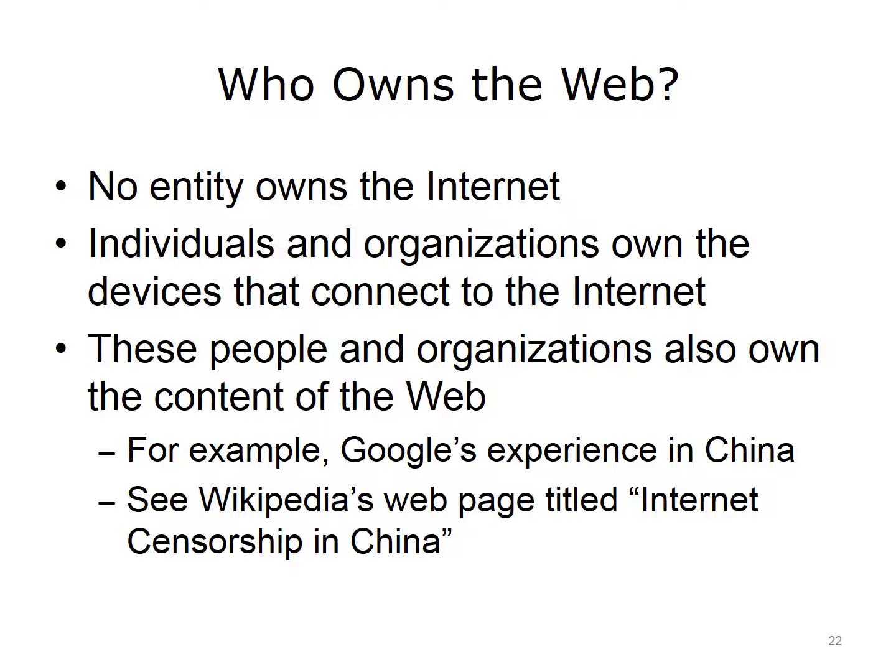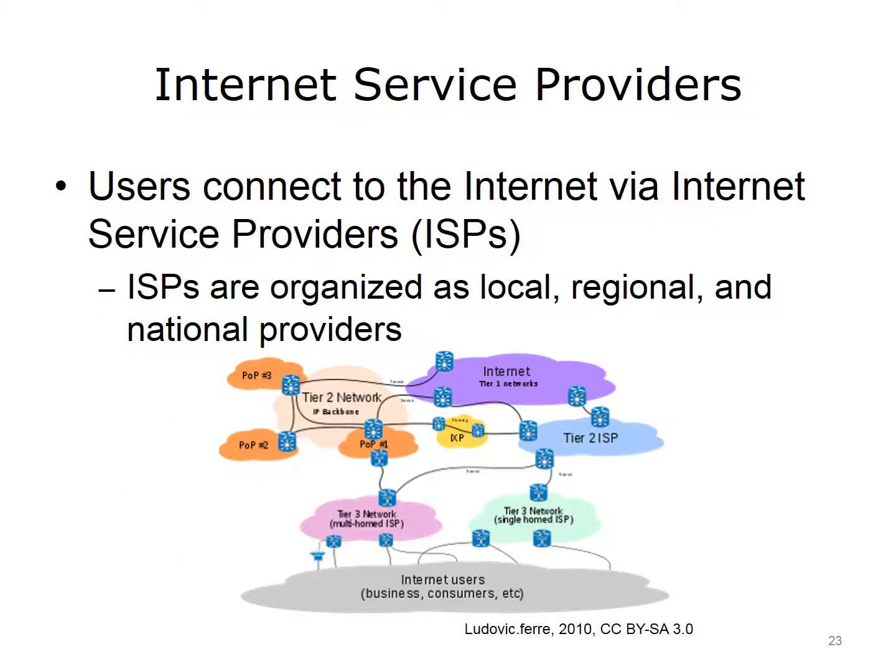However, when Google encountered Chinese censorship, it was clear that a country can repress what its citizens read. There is an ongoing discussion of this issue at Wikipedia's webpage titled Internet Censorship in China. Internet service providers, or ISPs, connect users to the Internet. Typically, a user has a contract with an ISP that allows connection to the Internet using the ISP's services. For example, a computer user at home who wants to access the Internet needs to purchase a service plan from an ISP in order to connect to the Internet.